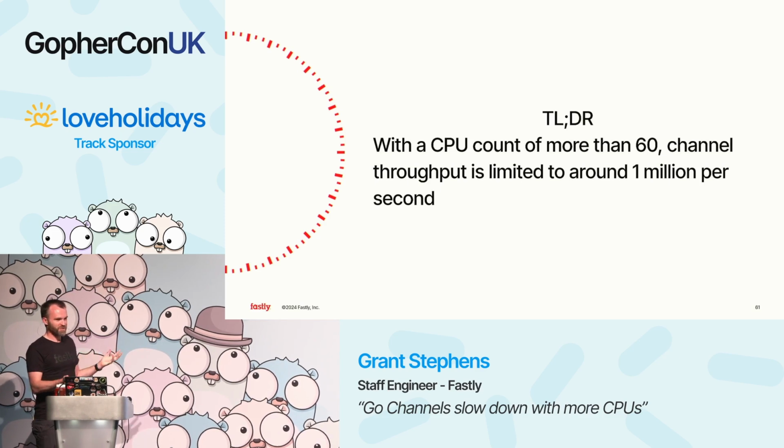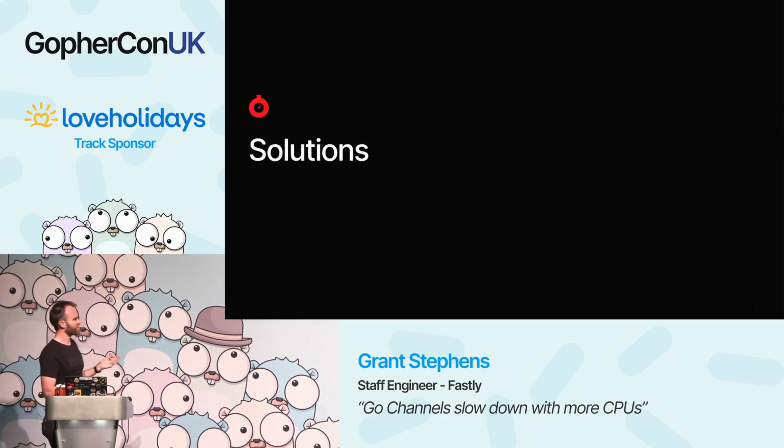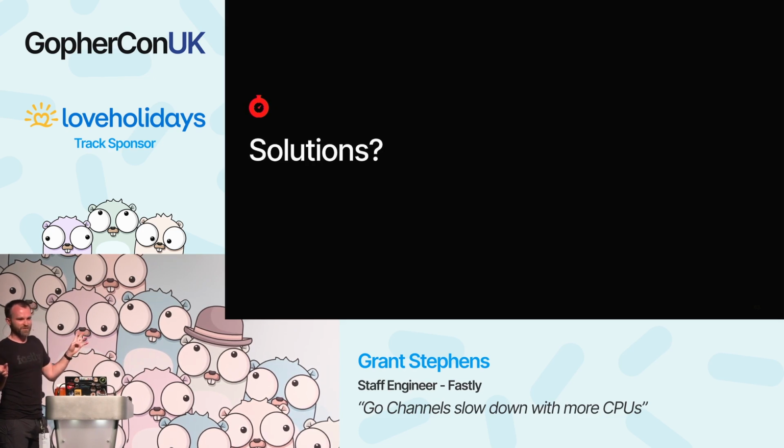Now, I don't want this to all be doom and gloom and "don't use channels anymore." So what are some of the possible solutions that we could have to this? Unfortunately, it's more like workarounds, because none of them is "you just fix this one thing and everything's sorted." It's more about going, OK, this is what my code looks like, and this might work for me, but it might not work for you. Everybody's going to have their own way of solving this.